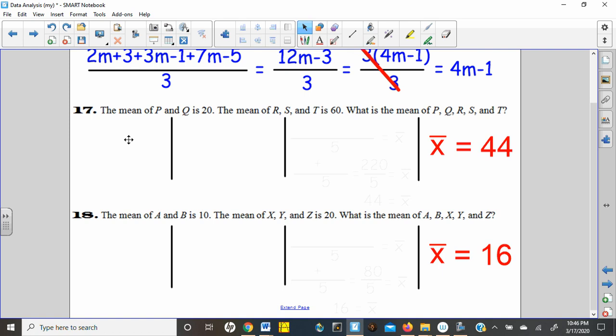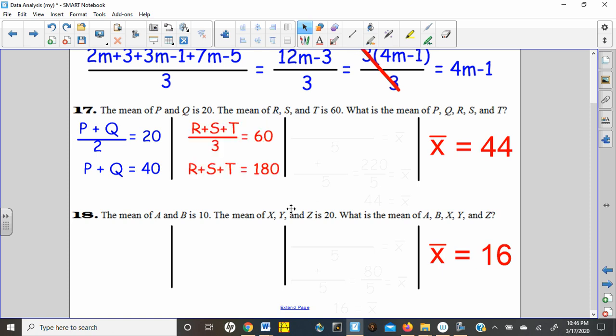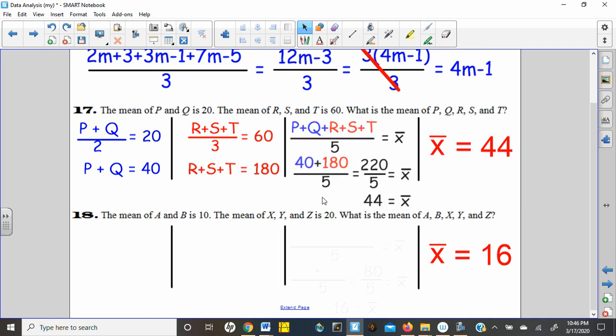We know that the average of P and Q is 20, right? So that means P plus Q has to be equal to 40. We know that the average of R, S, and T is 60, true? So that means that the sum of R, S, and T has to be 180. So when they ask me for the mean of all of them, I know that P plus Q plus R plus S plus T divided by 5 is really just 40 plus 180 divided by 5, which gives a very specific mean, 44.